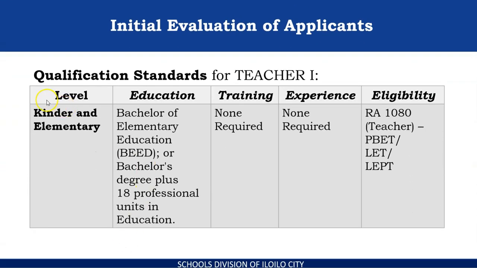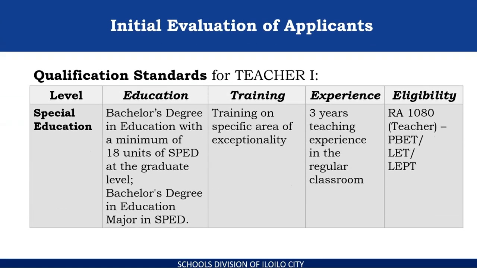Here are the qualification standards for Teacher 1 for Kinder and Elementary. Education, Bachelor of Elementary Education, or Bachelor's Degree plus 18 professional units in education. No requirement for training, no requirement for experience. And for eligibility, you would follow RA 1080 for teachers or PIBET, LET, or LEPT eligibility.